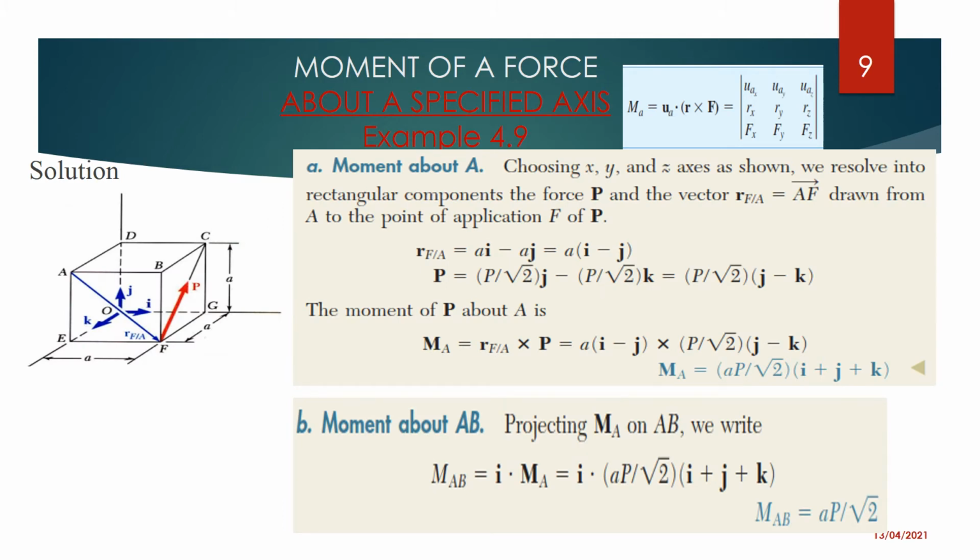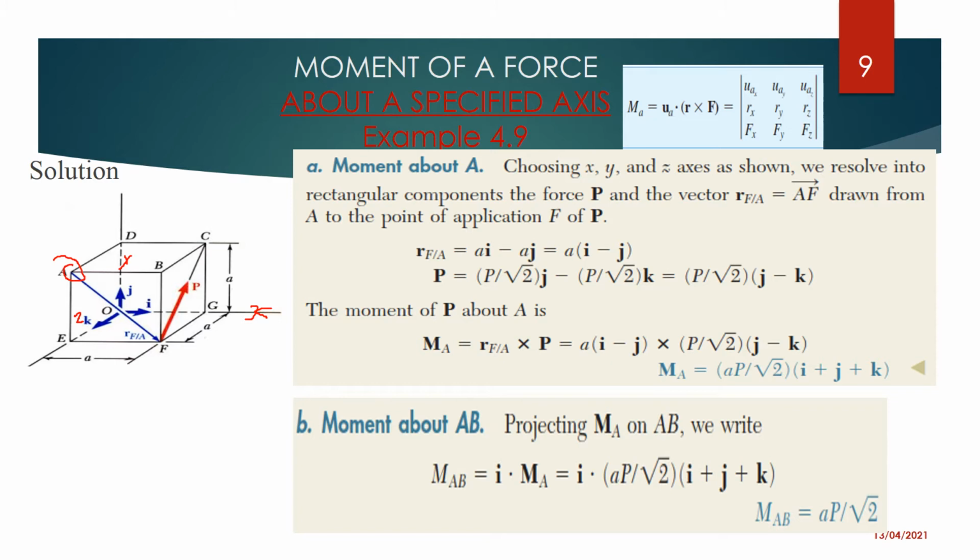First thing first, the moment about A. The first thing that we need to do is to select your axes, X, Y, and Z. When you look at this, we have our I, which happens to be our X, the J to be our Y, and the K to be our Z. It doesn't matter, you can even choose the Z to be the one which is vertical. But you need to choose the X, Y, and Z.